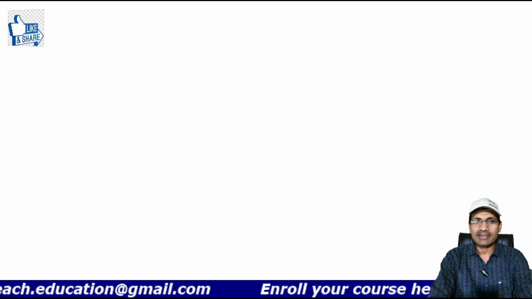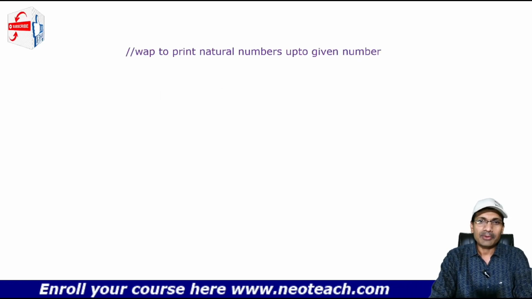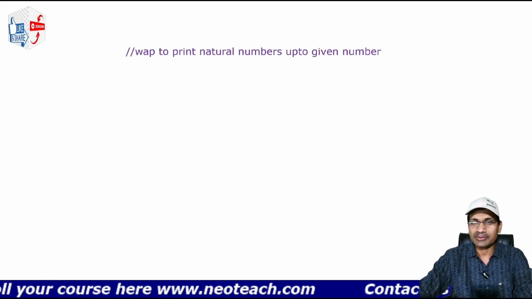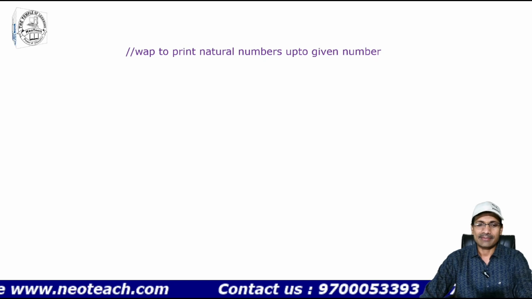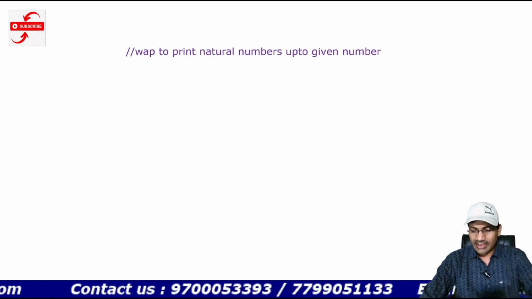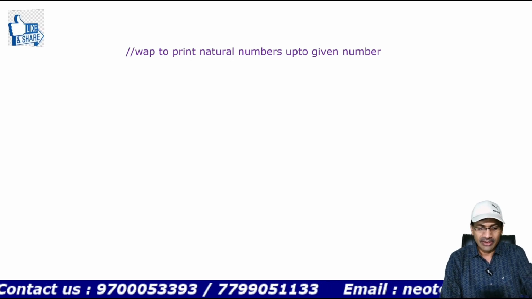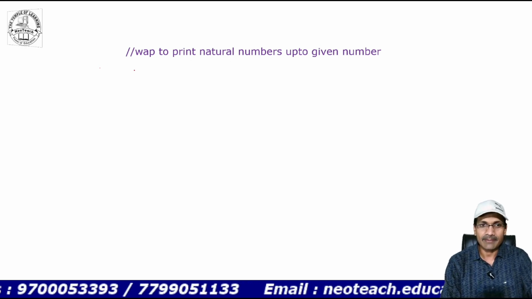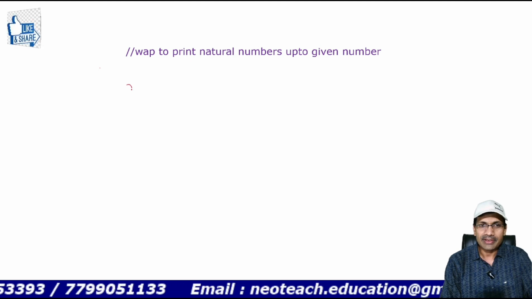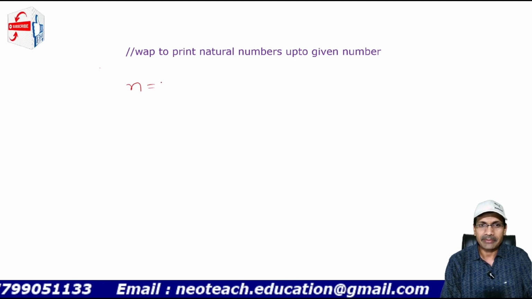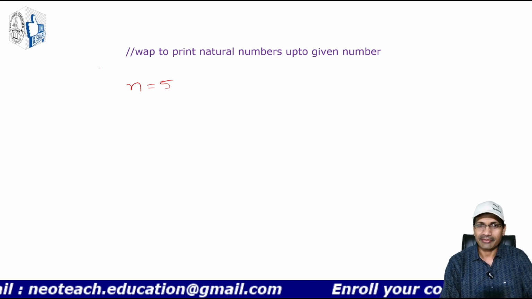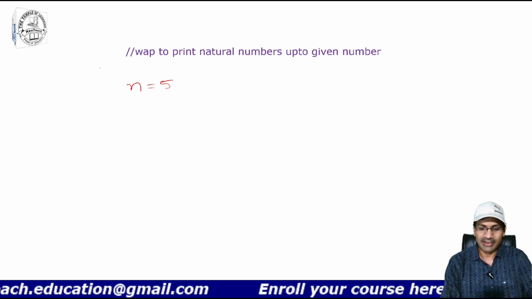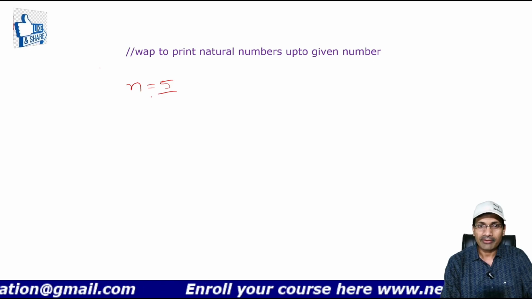So the first program is: write a program to print natural numbers up to a given number. What do you mean by printing natural numbers? Suppose the user gives the n value, the given number, as 5, the user input value is 5, so that is nothing but up to the given number. So up to 5 we are going to print.